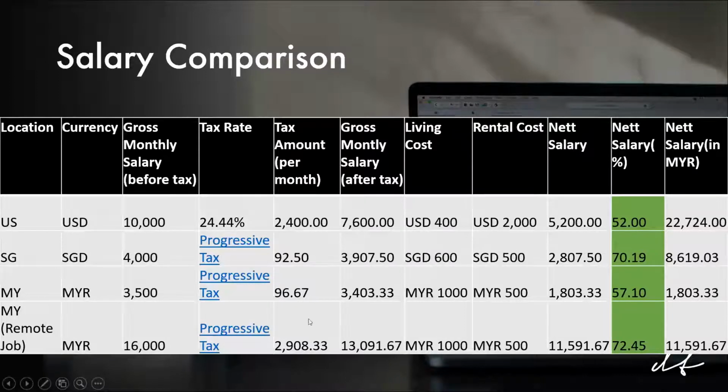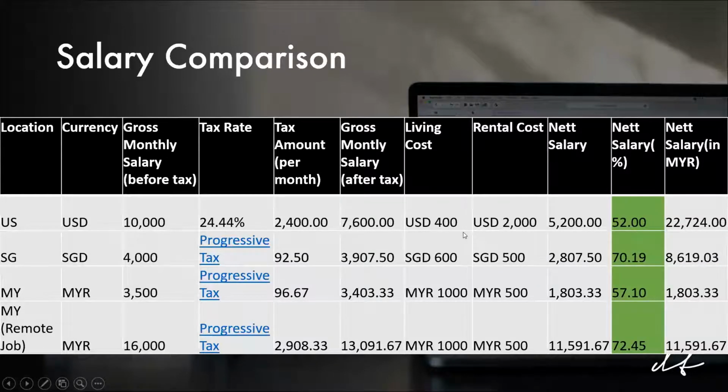Okay. So, let's say converted to Malaysia ringgit, 16K ringgit per month, you pay tax. Tax is quite high. Once you reach this level, you will have to pay around 3K of tax per month. Ouch. And the net salary that you'll be saving is around 72%, because Malaysia's living cost is quite low. So the amount you'll be saving per month is 11K.